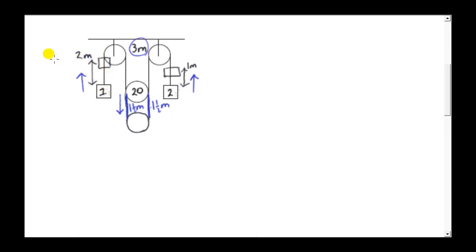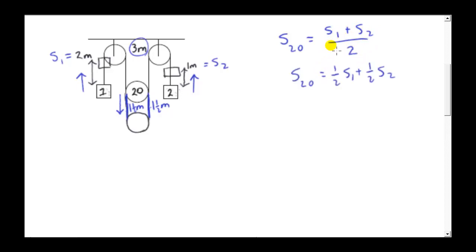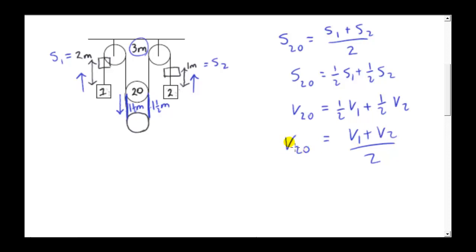So let's suppose that the distance travelled by the 1 kilogram mass is s sub 1, and the distance travelled by the 2 kilogram mass is s sub 2. Well, the distance travelled by the 20 kilogram mass is going to be (S1 + S2) / 2. So we just get the mean distance. So now if we differentiate this distance with respect to time, we get the velocity of the 20 kilogram mass. We have half the velocity of the 1 kilogram mass plus half the velocity of the 2 kilogram mass, or we can write that as (V1 + V2) / 2. So the velocity of the 20 kilogram mass is the mean of the velocities of the 2 outer masses.